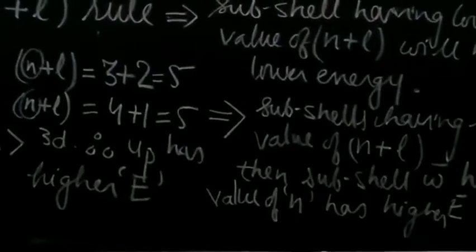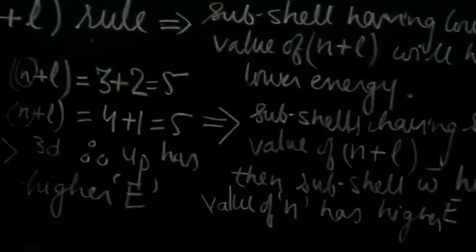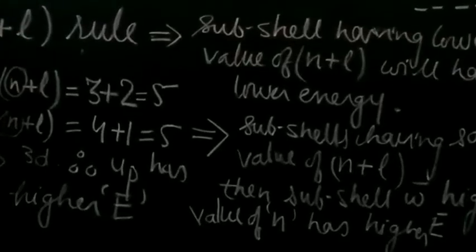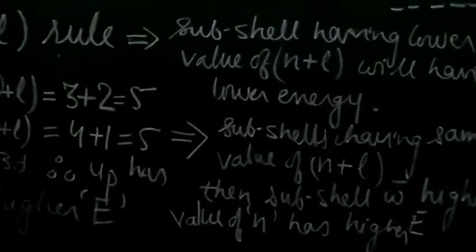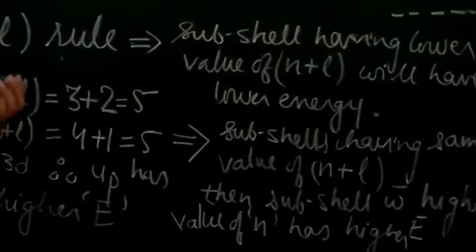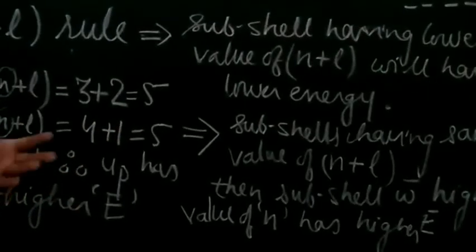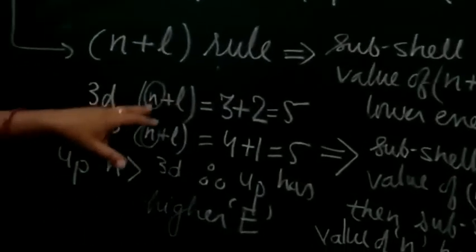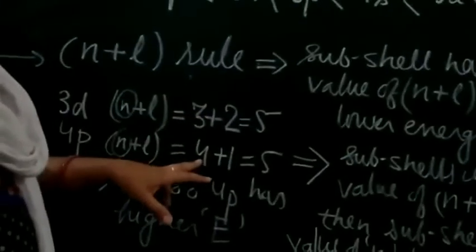Now this was about the Aufbau rule. It is also known as the N plus L rule. We showed the significance of the energy level diagram with the azimuthal quantum number and the principal quantum number. We can discuss this rule in two parts. The first is that if we compare two subshells, the subshell which has the lower value of N plus L will have the lower energy. And the second part is if we get two subshells which have the same value of N plus L, in that case we will focus on the principal quantum number, that is the small n. The one which has the higher value will have the higher energy, right?